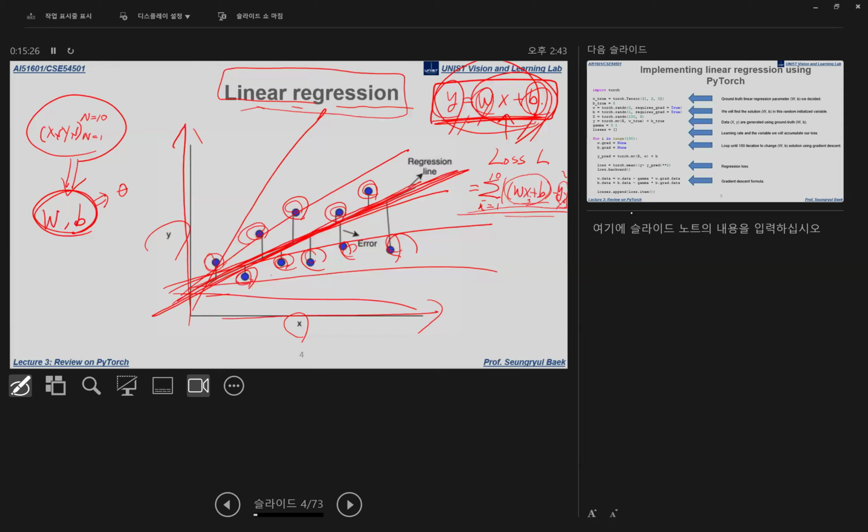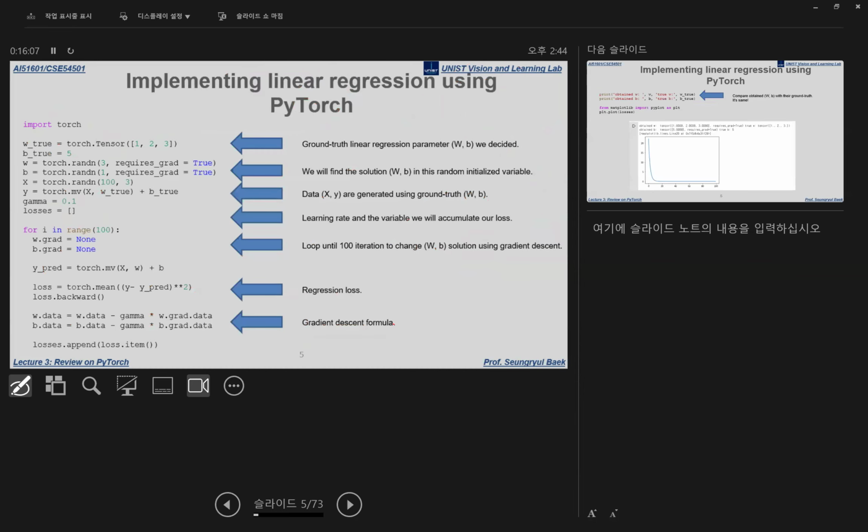This is the loss L, and we select the straight line that minimizes this loss L. There are several methods that can optimize this loss L and select W and B. But the gradient descent algorithm can also be used to minimize loss L when selecting W and B. The next slide is showing that code.